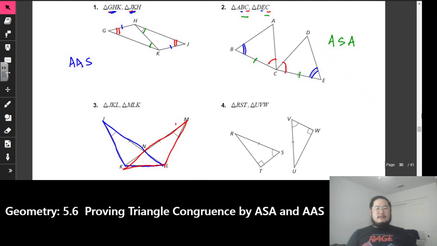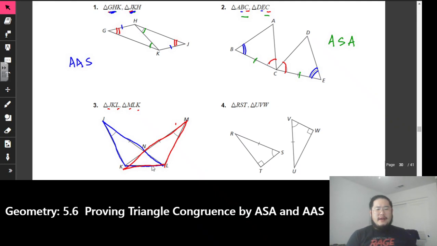All right, so let's see what I have here. I know that angle J is congruent to angle M. Great. JL is congruent to MK. Okay? Looks like it matches up according to our statement here. Now, we have to have another angle that's congruent in order for us to use angle, side, angle.